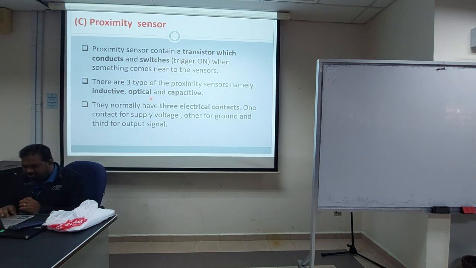Okay. So proximity sensors contain a transistor. Dalam tu ada transistor. Dia transistor ni upon detection dia akan on or off your circuit. There are three types of proximity sensors, namely inductive, optical and capacitive. So ada tiga jenis. So apa perbezaan induktif dan capacitive?